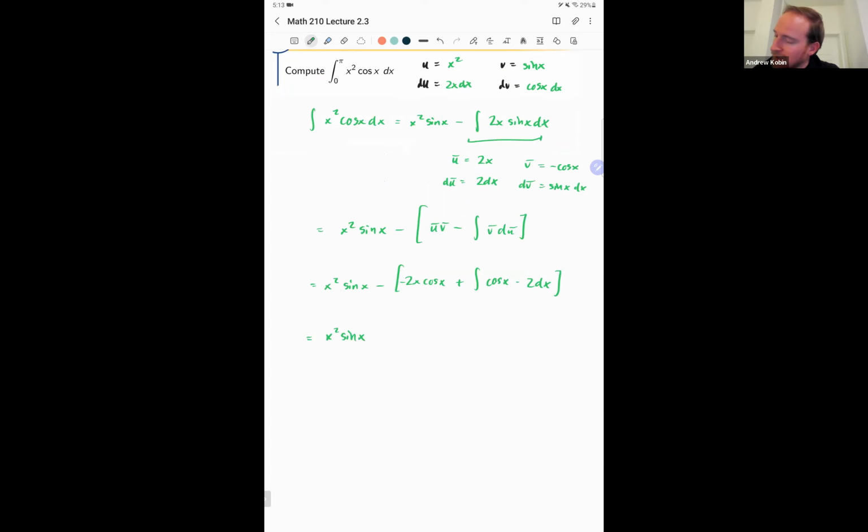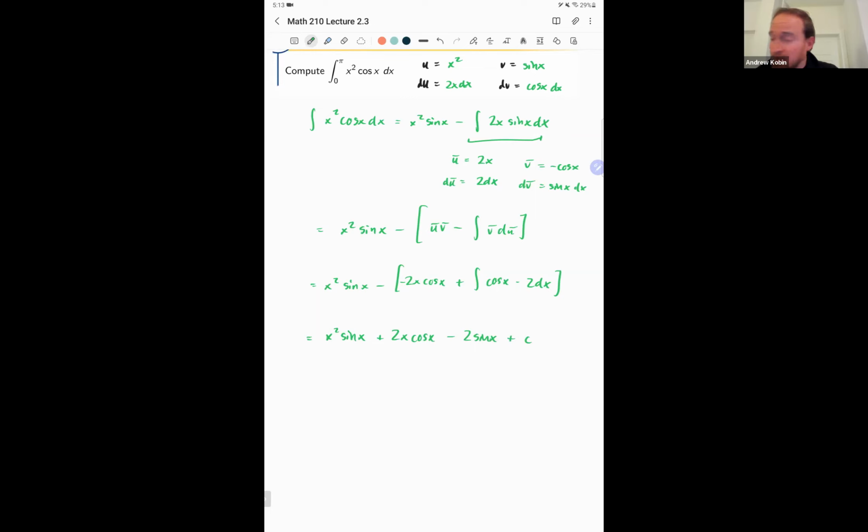So again, I have a minus sign. I'm going to distribute here. I'll get a minus in front of the second integral again. This is 2 times the integral of cosine x dx. Cosine is the derivative of sine x. That means the integral of cosine is sine. And here is the indefinite integral of the original expression, x squared cosine x dx.